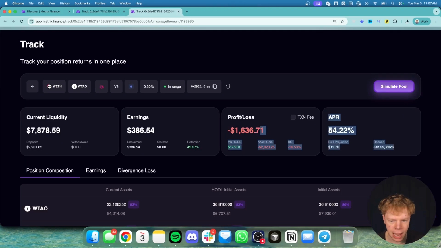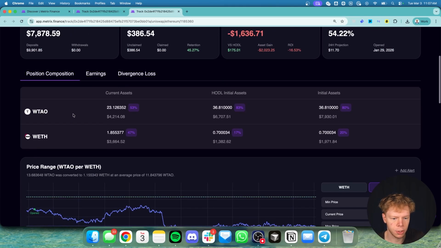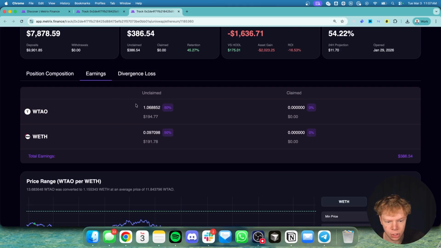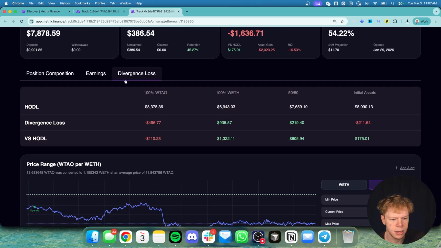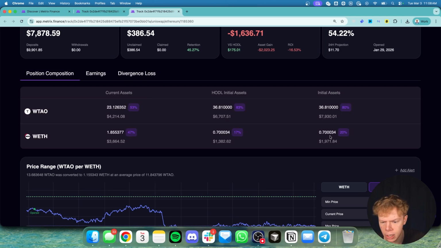So again, we see those aggregated metrics right up top over here. We also see our position composition, how much we started with versus how much we have now. We also see our overall position earnings, unclaimed versus claimed, as well as our divergence loss across literally 4 different metrics. So looking here, we started with 20% Ethereum, 80% Tau.